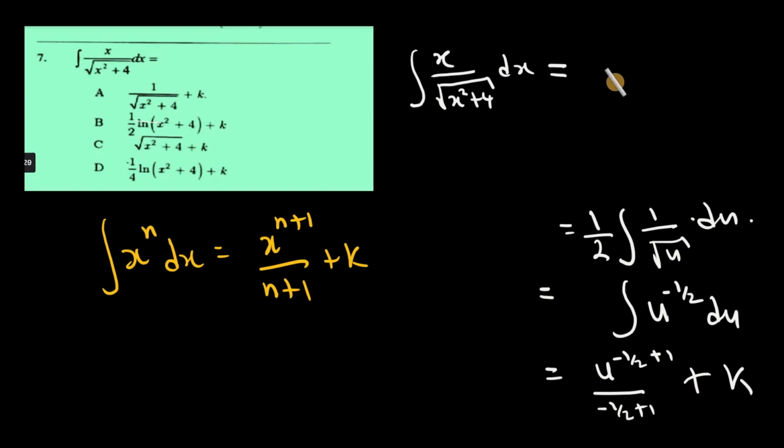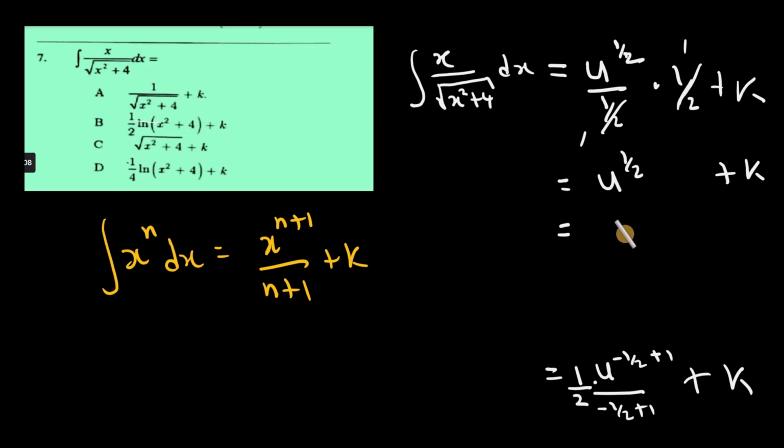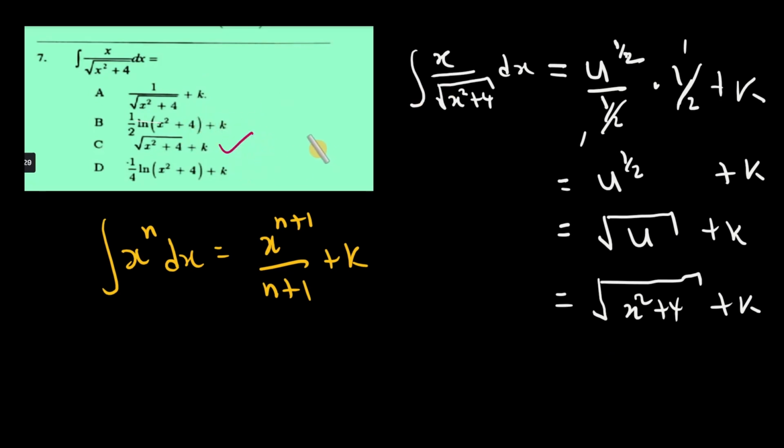That means this equals u to the half all over half. There was the half out here, so I also have half times the half here. This is the same as u to the half plus k. Since this half is at the numerator, you cancel it with this other half, 1 here, 1 here. So u to the half times 1 all over 1 is u to the half plus k. U to the half means the square root of u plus k. But in the beginning, we said u was equal to x squared plus 4. That means the square root of x squared plus 4 plus k is the integration of this function. Looking through the options here, the right answer is this one, which is C.